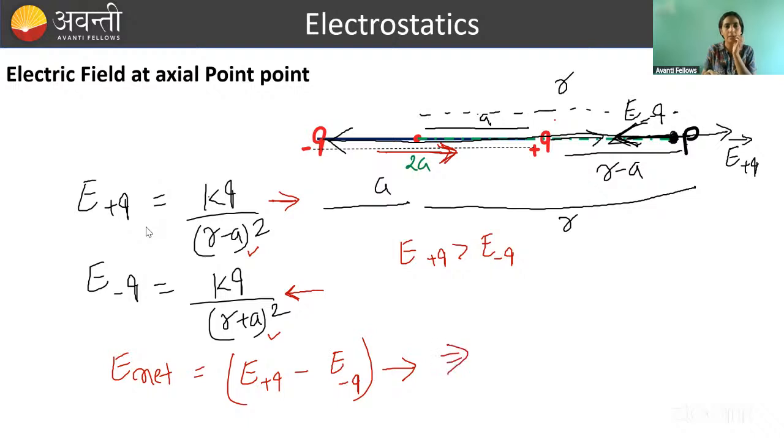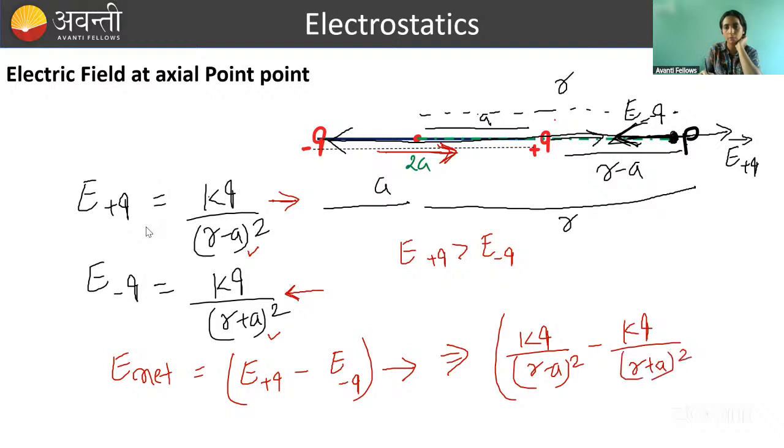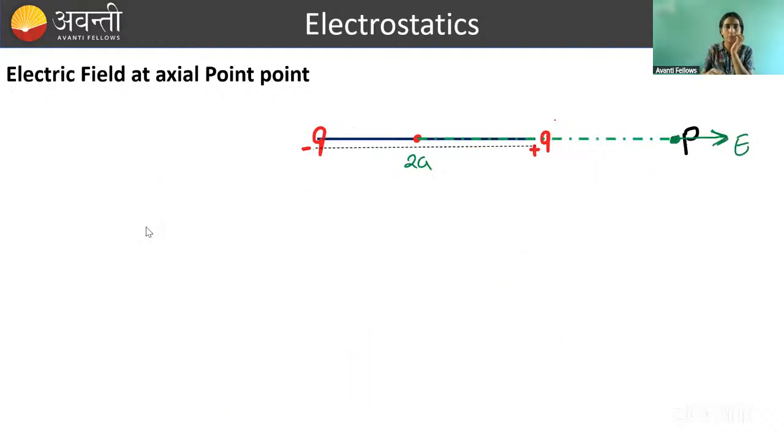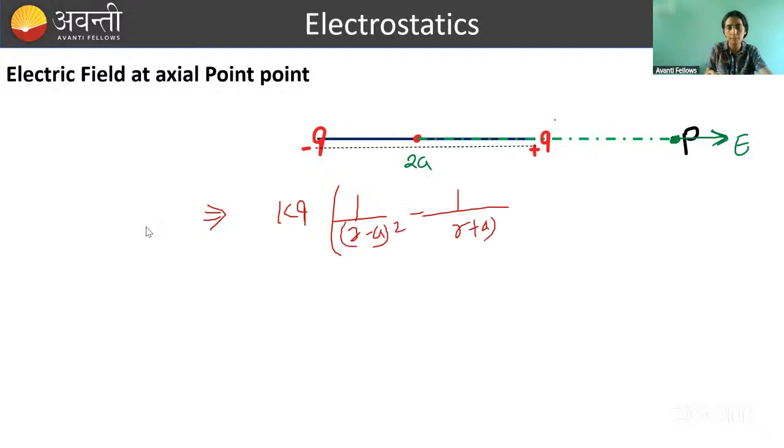Let's now write down the values. So E is kq by (R minus A) whole square minus kq by (R plus A) whole square. Solve it. If you solve it, what are you going to get? Take kq common: 1 by (R minus A) whole square minus 1 by (R plus A) whole square.